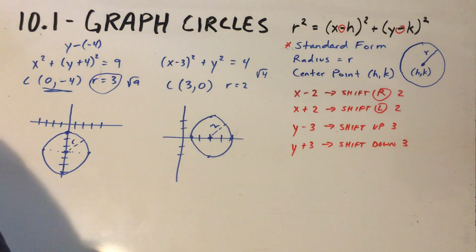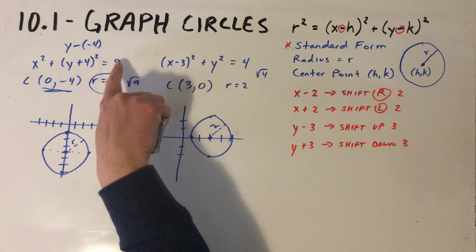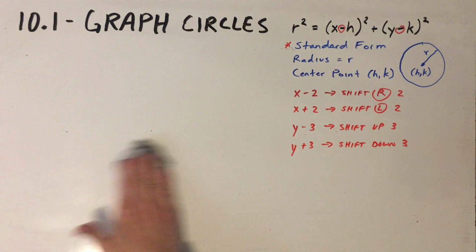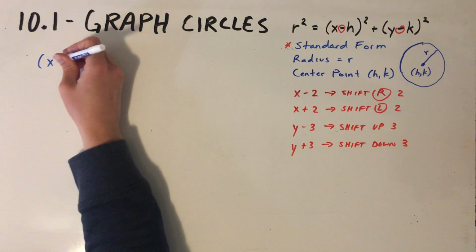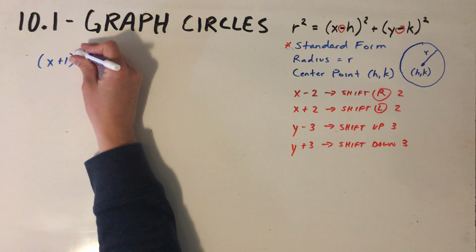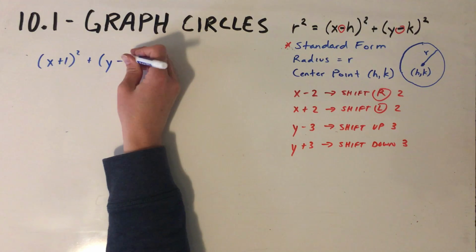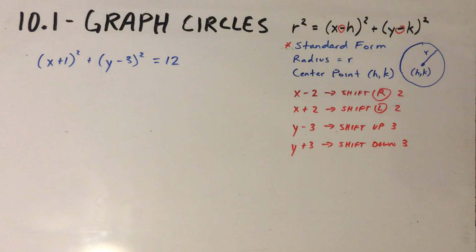Okay, so let's do one more of these with a shift for both, and maybe something that doesn't work out so pretty for the radius. So let's see what we get here. So let's do (x + 1) squared plus (y - 3) squared equals 12, our radius squared.